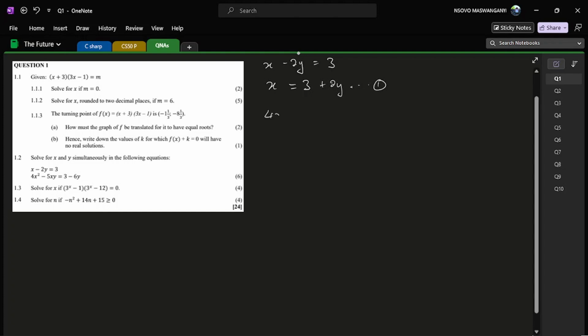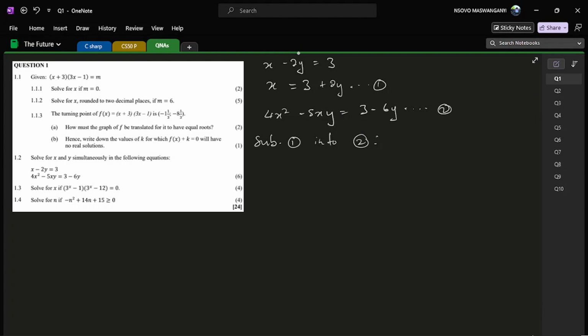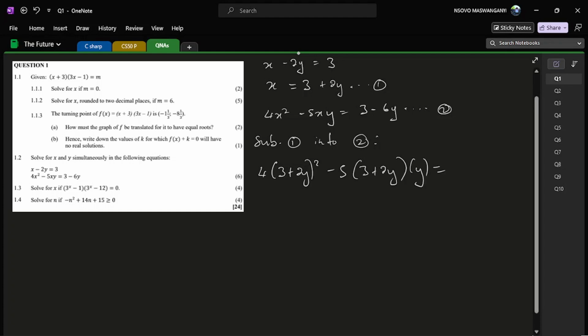So we have 4x squared minus 5xy being equal to 3 minus 6y, and this should be our equation 2, right? I want us to substitute equation 1 into equation 2. Where there is x, we're going to put 3 plus 2y. So in other words, 4, there was x squared, so we're going to say 4 times (3 plus 2y) squared minus 5, there is x right there, so we're going to also put (3 plus 2y), and then we have y, being equal to 3 minus 6y.